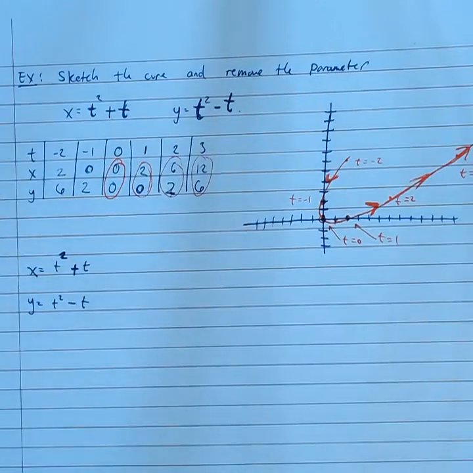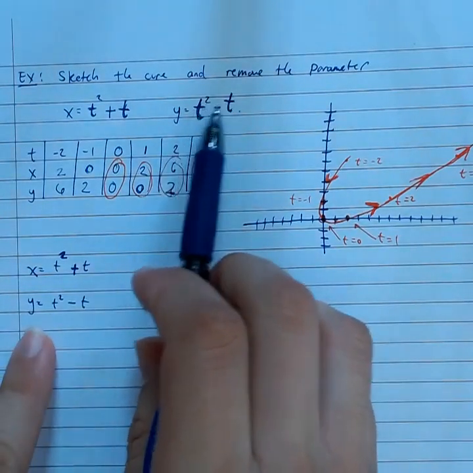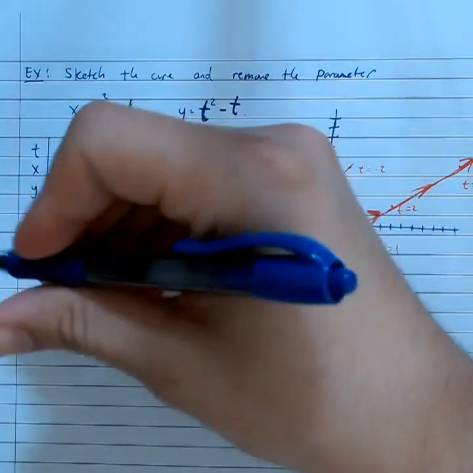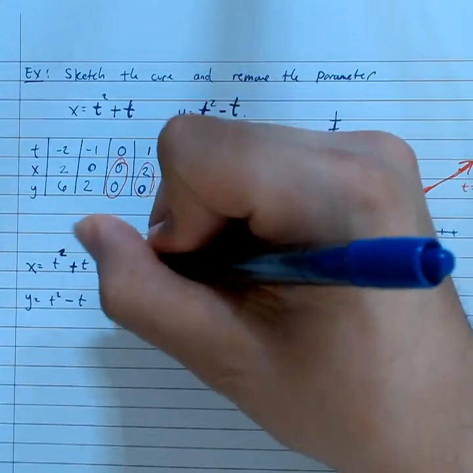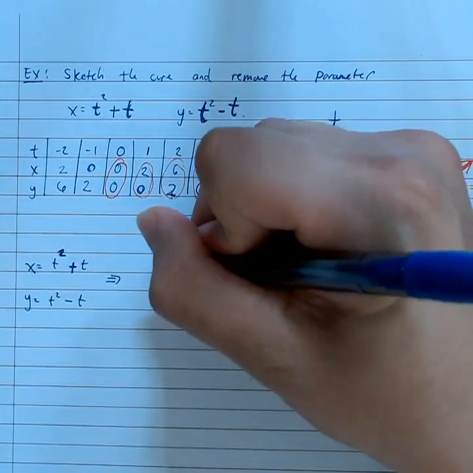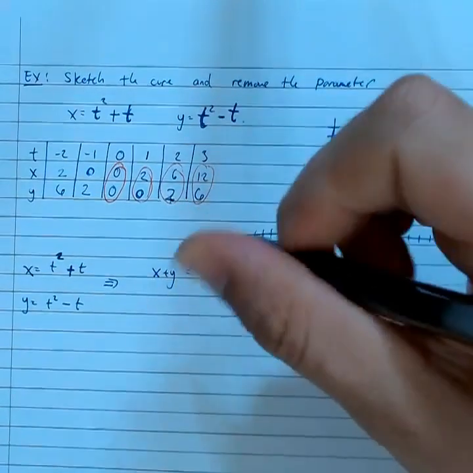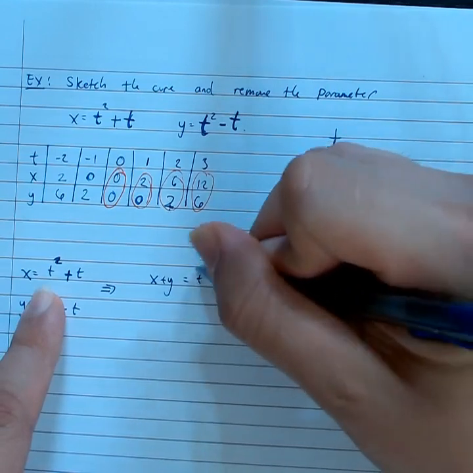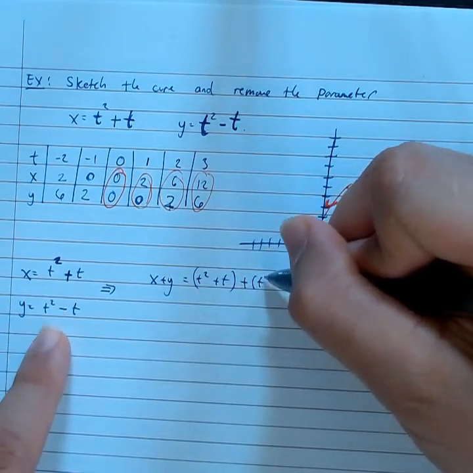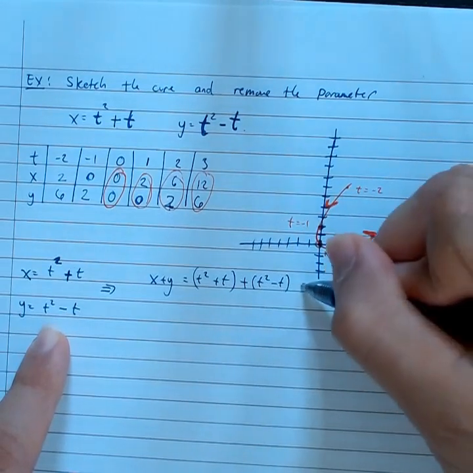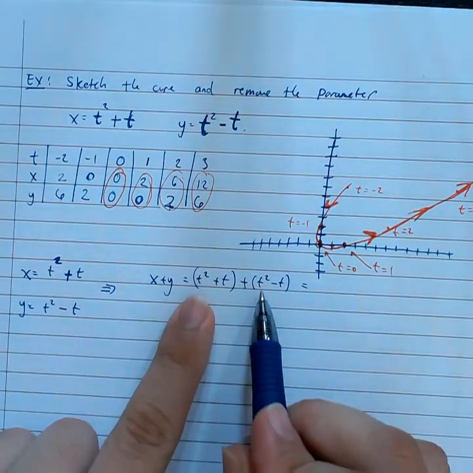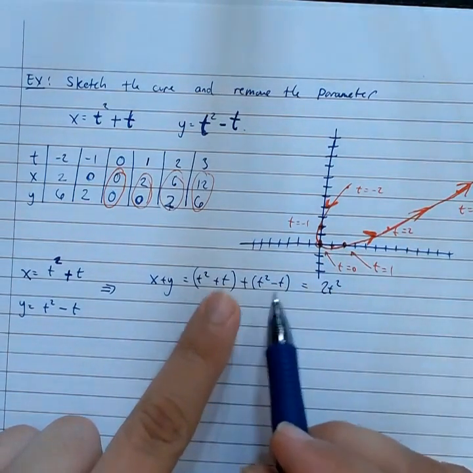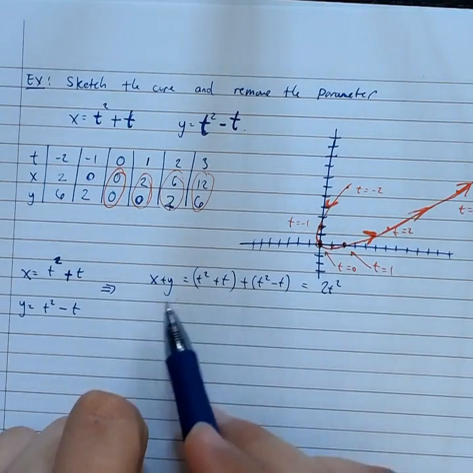So here, let's say x is equal to t squared plus t, and y is equal to t squared minus t. I've just rewritten those. Now notice that if I add these two together, I'm going to get x plus y is equal to, well, x is that thing right there, plus y is that thing right there. And if I do that, I get t squared plus t squared is 2t squared. And I get t plus negative t, which cancels out. So I get x plus y is equal to that.